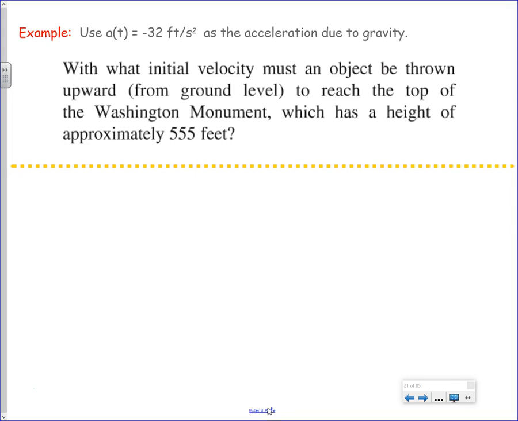Letter B. How about this one? I'll give you a second to read. They tell us basically to use gravity as the constant acceleration for this model. That's generally what you do for free fall.